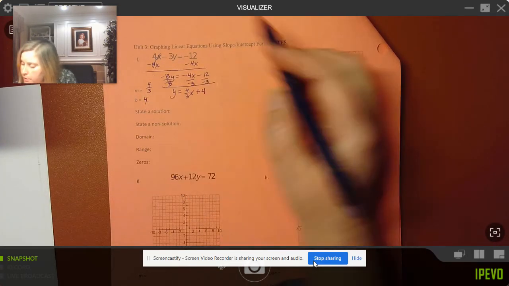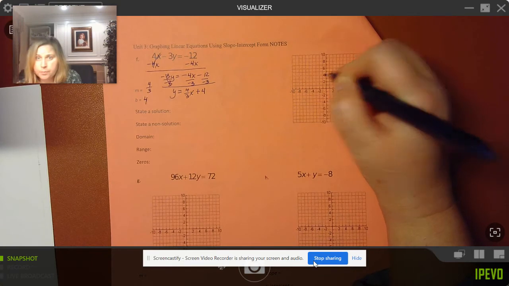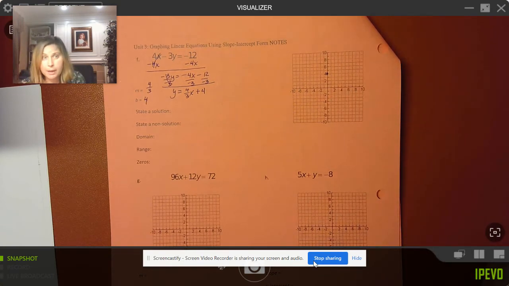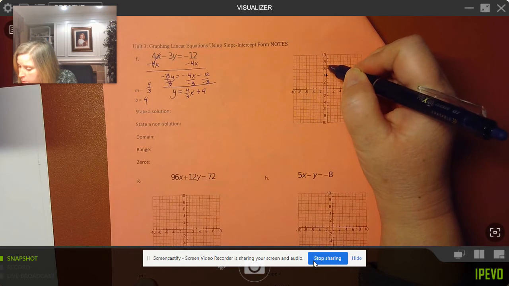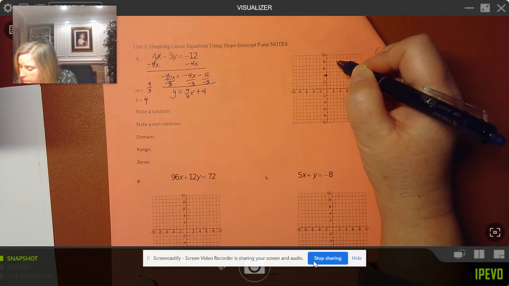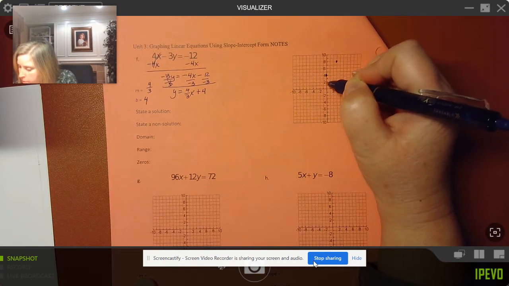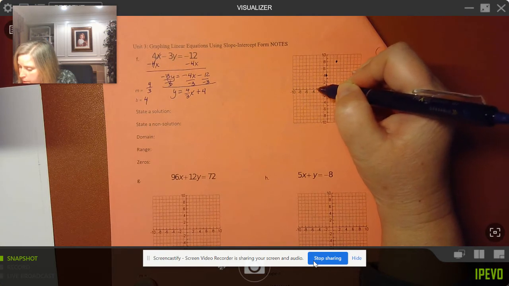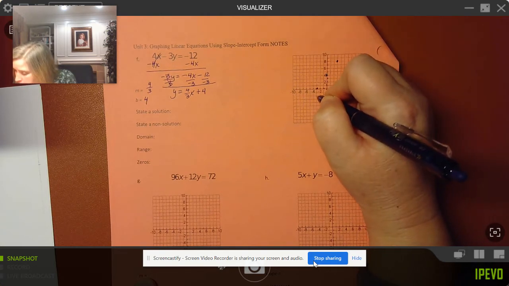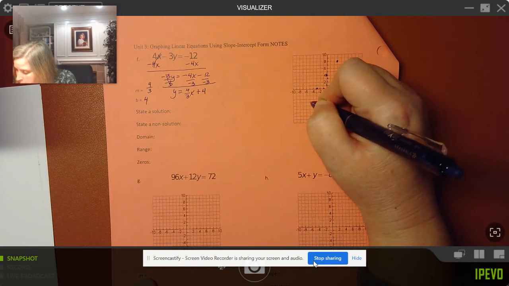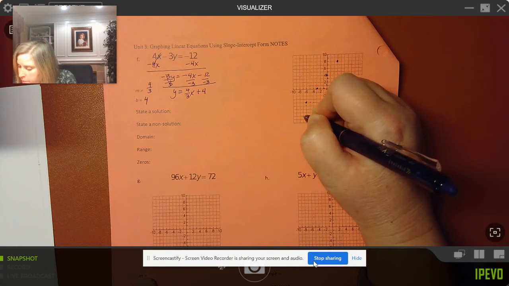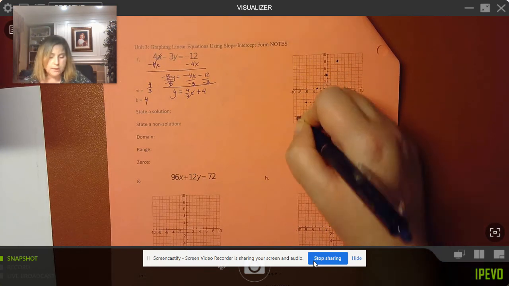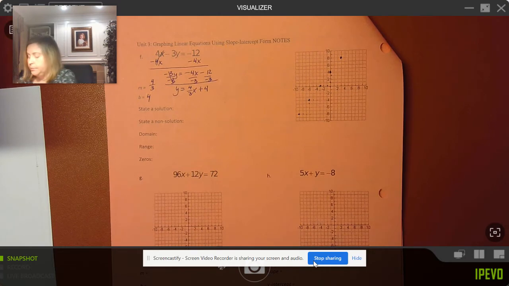Our y-intercept is positive 4. So that's our starting point. And then our slope is 4/3, and that's positive, so we want to make sure we're going uphill from left to right. So up 4, right 3. We can go down 4, left 3. And then continue to plot points to the edges of your graph.